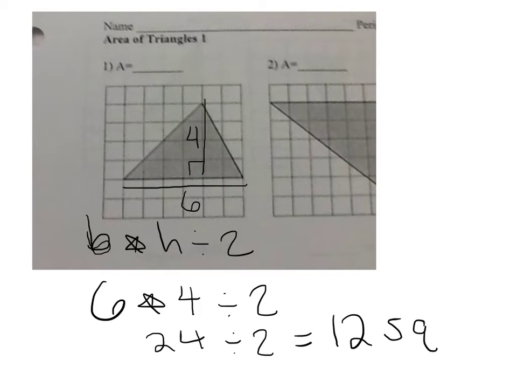and that would be 24 divided by 2, or 12 square units. And remember, like today we were talking about in class, like Will said, you could do 6 divided by 2 is 3, and 3 times 4 is 12, or 4 divided by 2 is 2, and 6 times 2 is 12. Any way you want to do it is totally great.